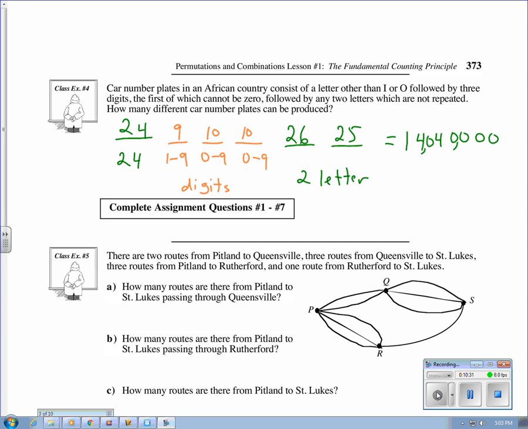So multiplying 24 by 9 by 10 by 10 by 26 by 25 gives me 40,000 different license plate combinations.